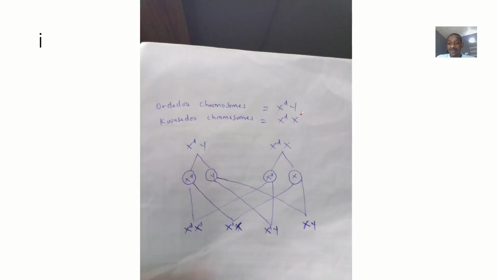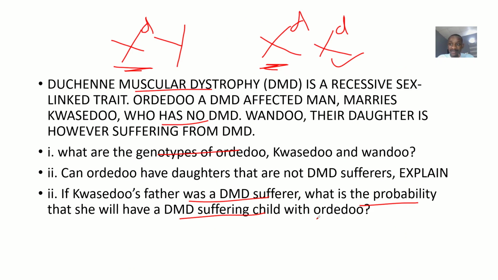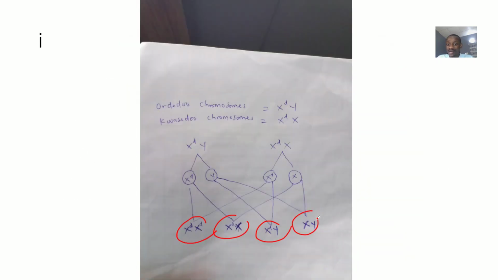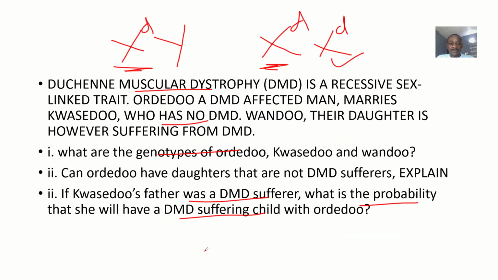So Odedo will be X^D Y, just like I explained. Kwasido is a carrier, so it's X^D and one normal X. One X is affected, then the other X is fine. Once you come here, you do the crossing, and these are the genotypes. The first question was the genotypes of Odedo, the wife, and the daughter suffering from DMD. Odedo's genotype is this. Kwasido's genotype is this. Their daughter suffering from the condition had all her X chromosomes affected.